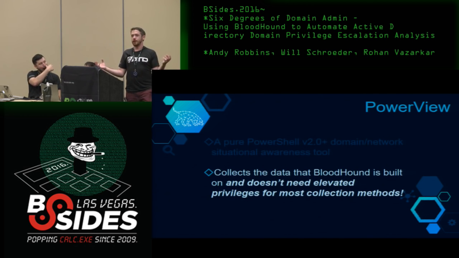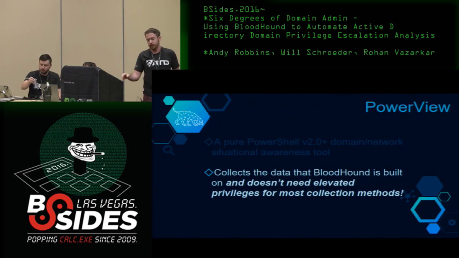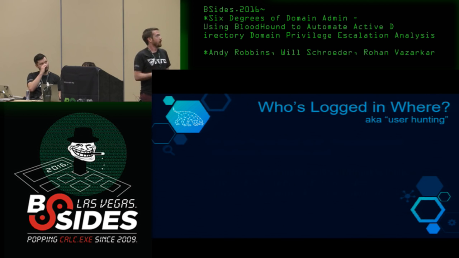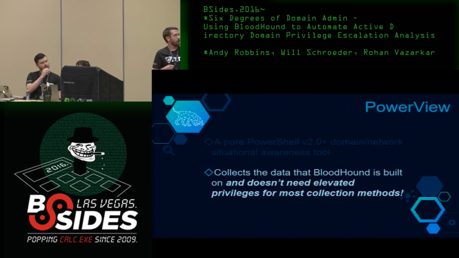So the entire project is one single file, it's self-contained. You don't have to install any additional modules. You don't have to drop anything to disk. We like to run PowerView very frequently through Cobalt Strike's Beacon. It's also pretty much completely implemented into the PowerShell Empire project, which I spoke on in this room last year.